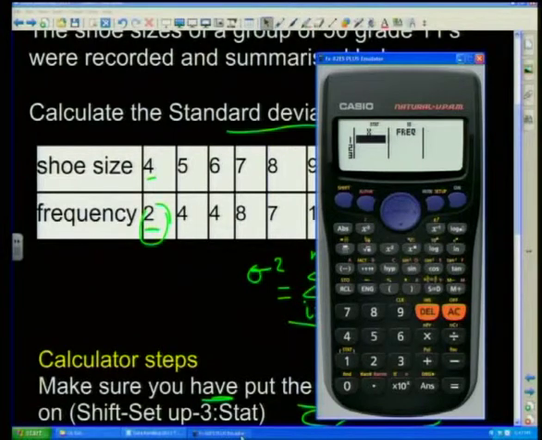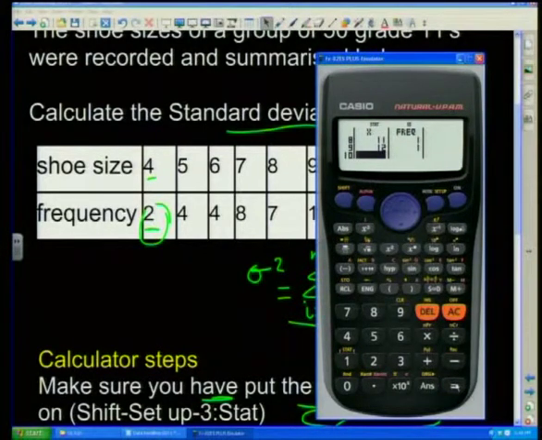We're going to enter under X all of the shoe sizes, and under frequency, the frequency that they gave us. Remember, shoe sizes go from size 4 all the way to 12. So in X, we go 4, then 5, 6, all the way to 12. So we've got 6, 7, size 8, size 9, size 10, size 11, and size 12.